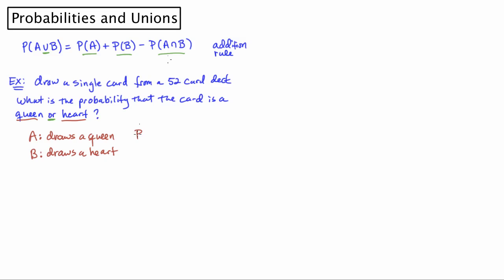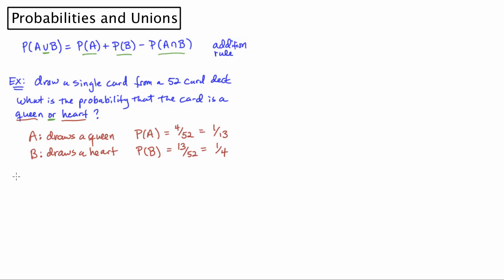I'll start off first with A. The probability of A is the probability of drawing a queen. There are 52 cards in the deck and 4 of them are queens, so it's 4 out of 52, which reduces to 1 out of 13. Next up is the probability of drawing a heart. There are 13 hearts in the deck, so the probability is 13 out of 52, which reduces to 1 out of 4.